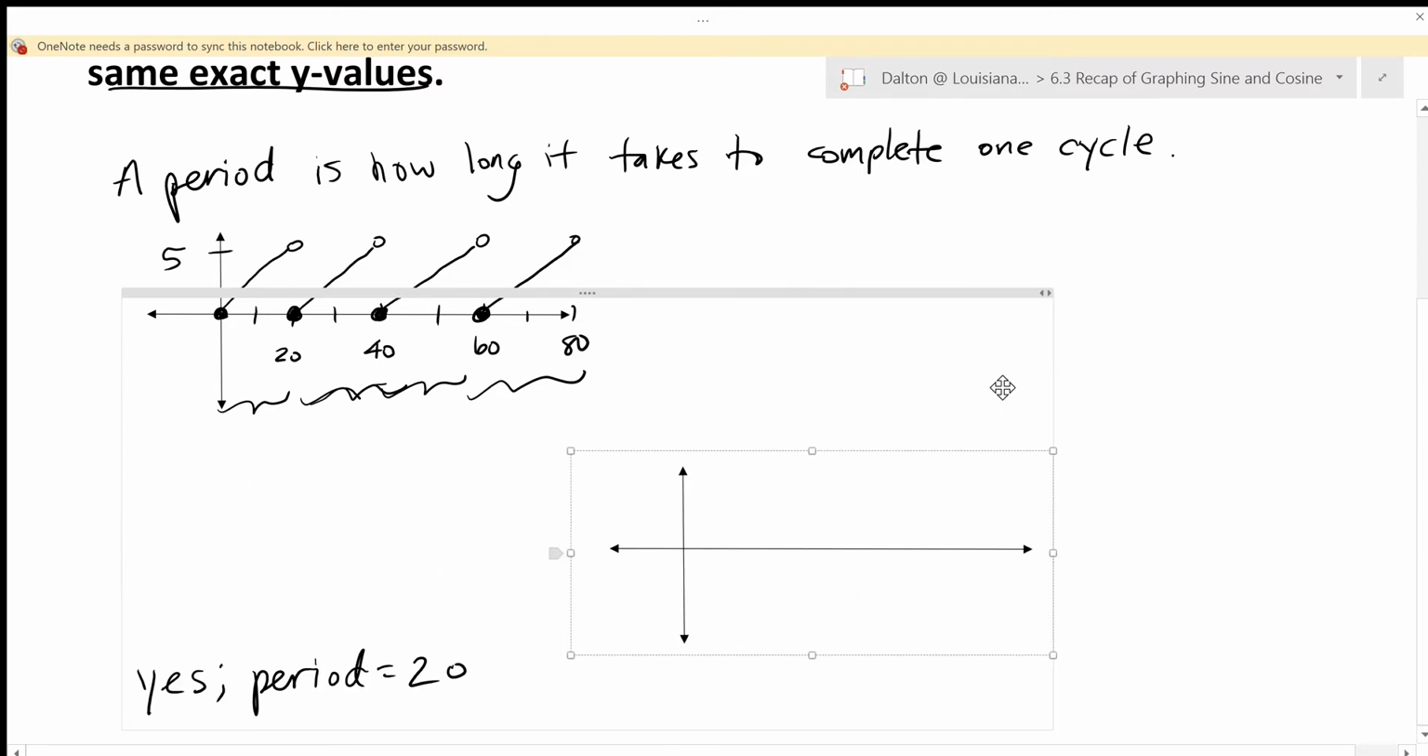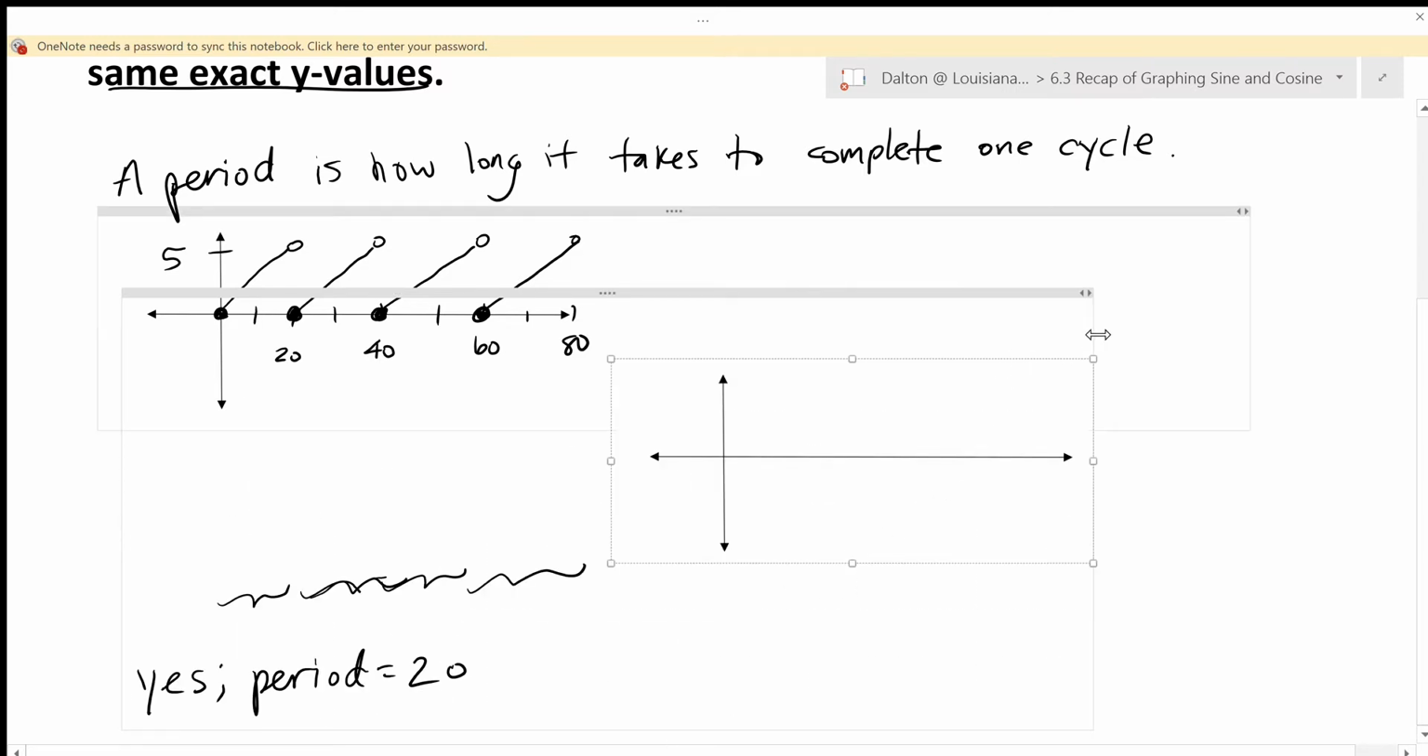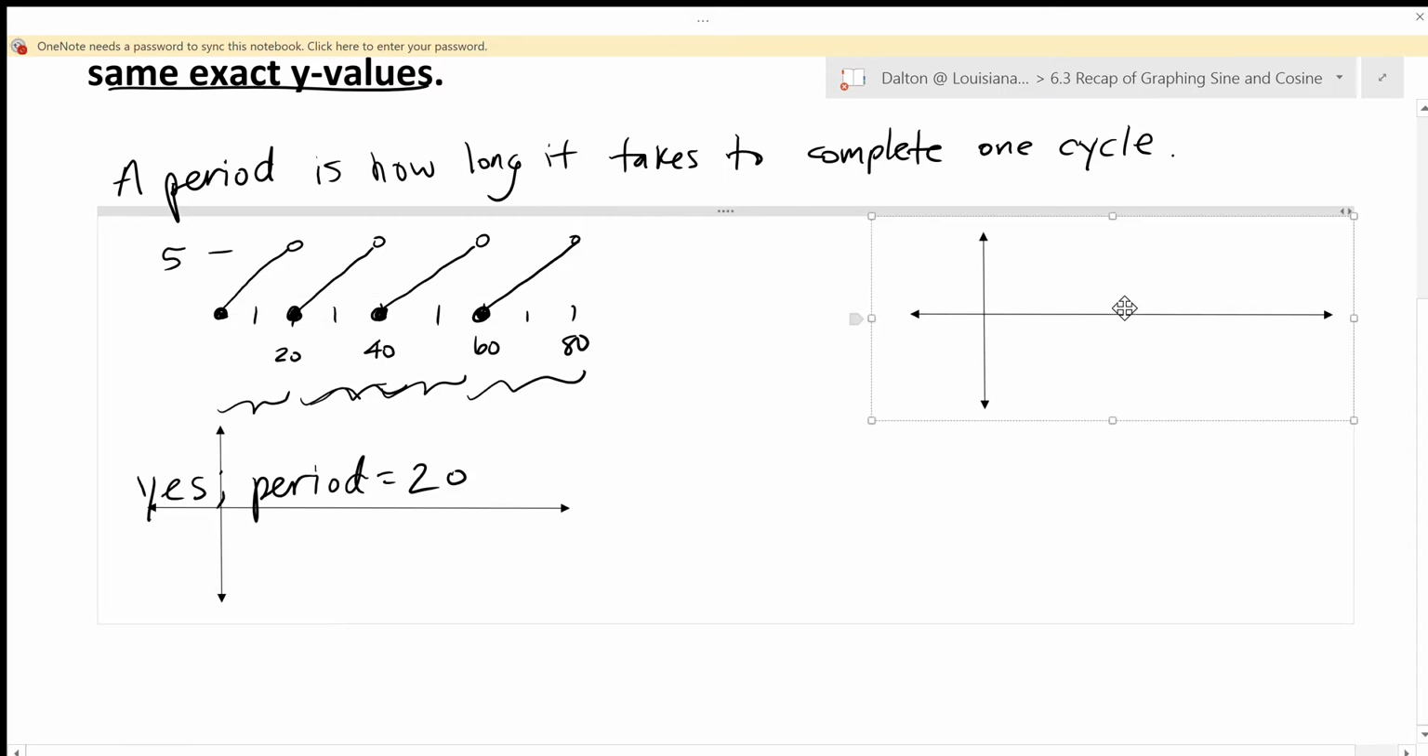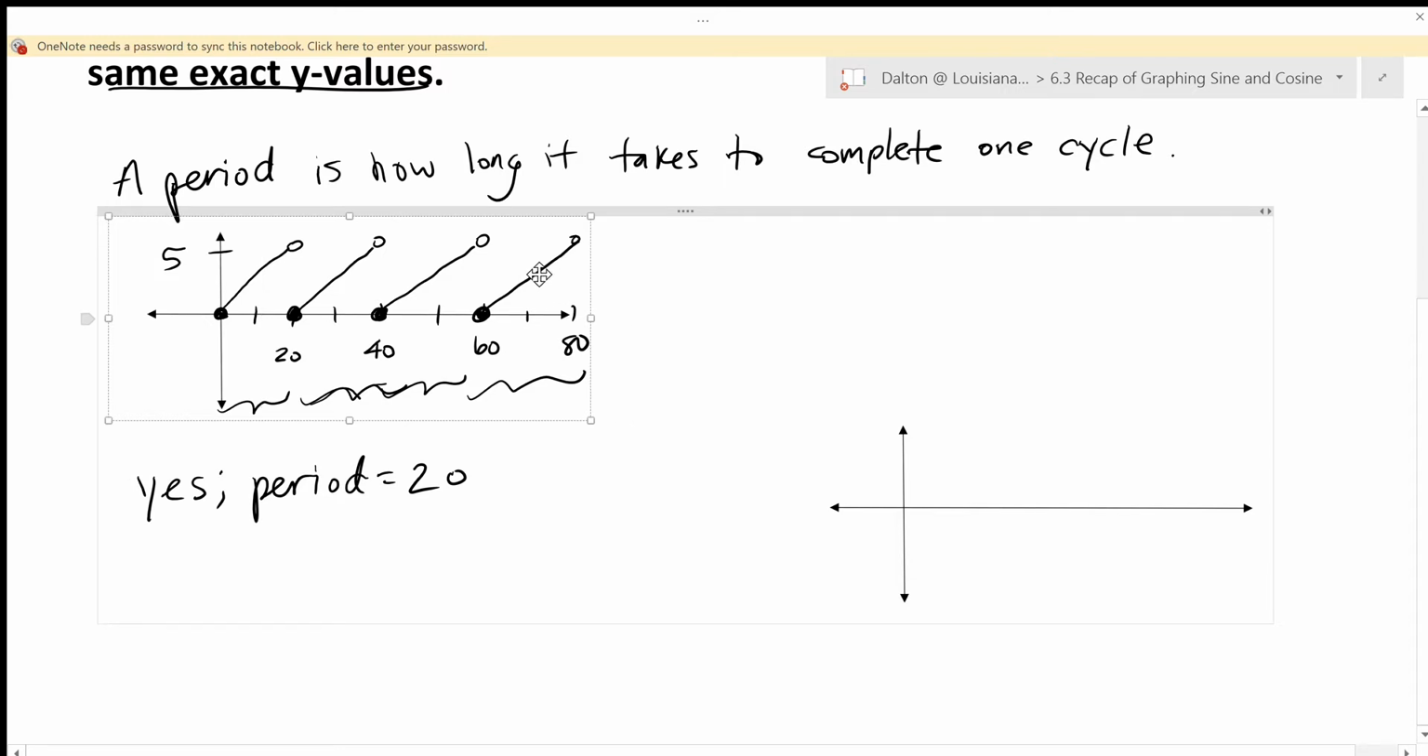I wonder if it'll let me move this without messing anything else up. Sure, kind of. No, it kind of messes one up. Okay, I'll do the other one over here.